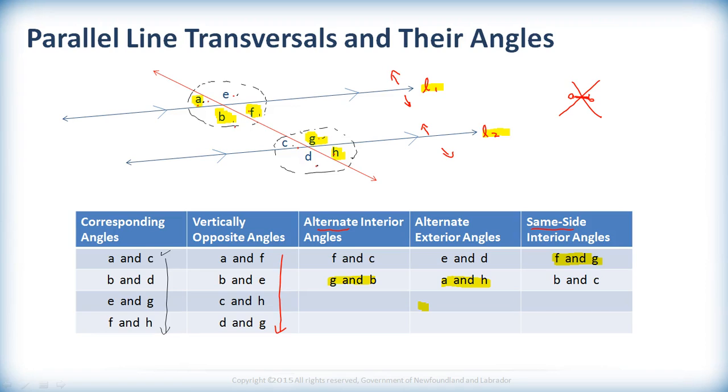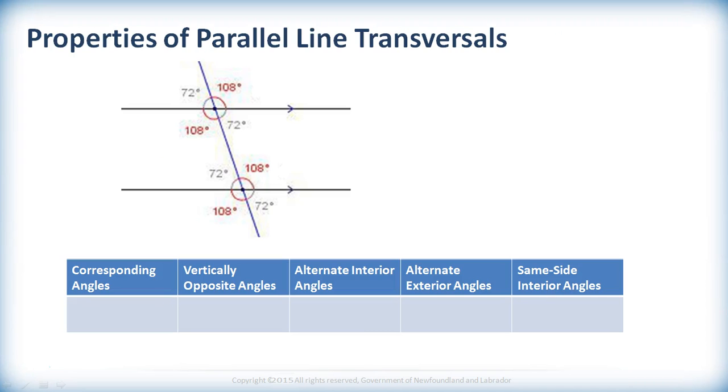So it's just a matter of knowing what the two words mean. Alternate or same side refers to the transversal, whether you're on the same side or different sides of the transversal. And then interior or exterior tells you whether or not you're inside the parallel lines or outside the parallel lines. Okay? All right. Now, pairs of angles like that are either going to be congruent or what we call supplementary.